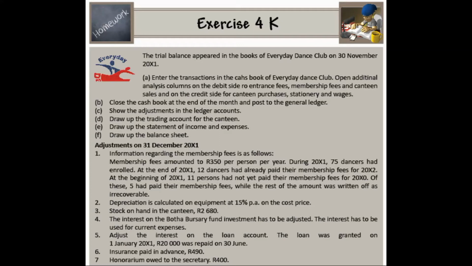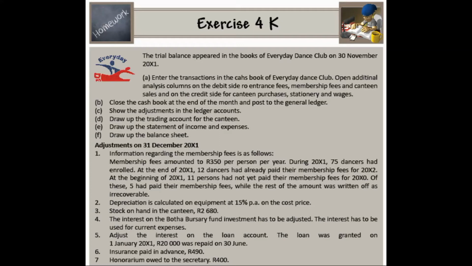Okay, so let's go to number 2. Depreciation is calculated on equipment at 15% on the cost price. So what is the cost price for equipment? We look in the trial balance. It is 45,293. If we multiply that by 15%, we get 6,794. So the double entry for that is debit depreciation, credit accumulated depreciation on equipment.